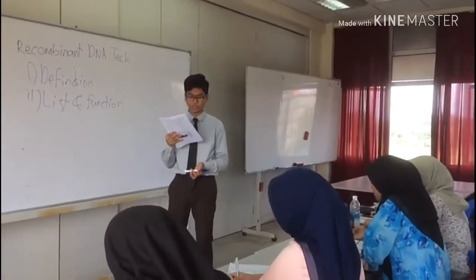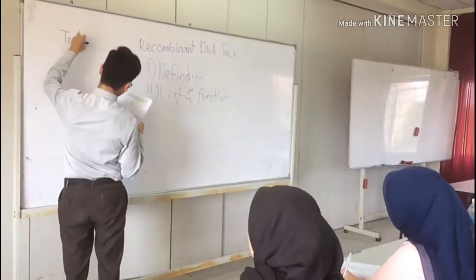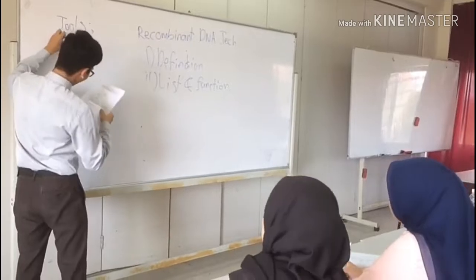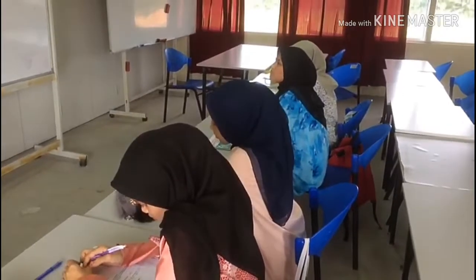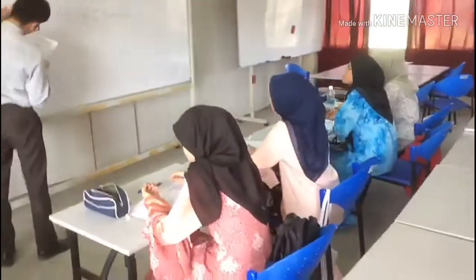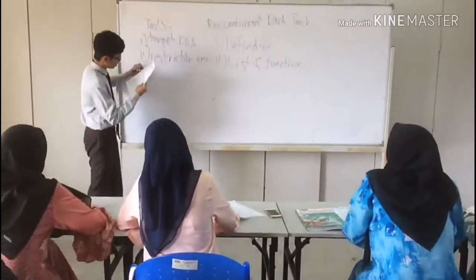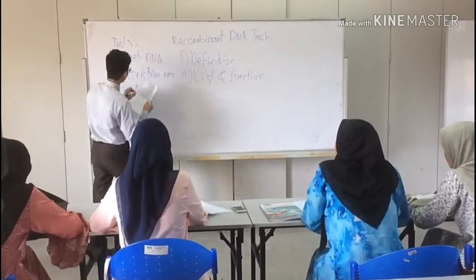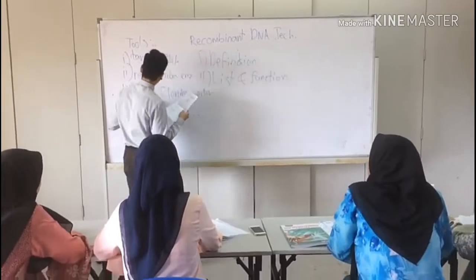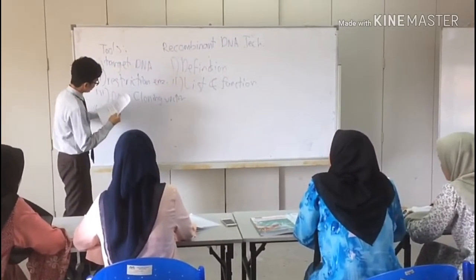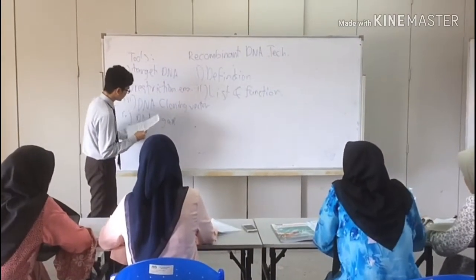Okay, the tools used in recombinant DNA technology, we have 5. 1. Target DNA. 2. Restriction enzyme. 3. DNA cloning vector. 4. DNA ligase. And 5 is host cell.